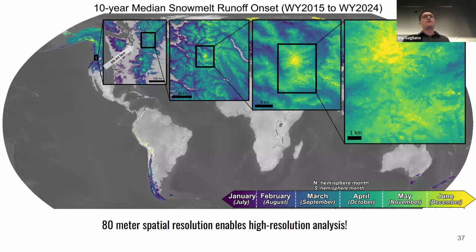But this type of resolution is important for our analyses because we're interested in the different controls of runoff onset timing. And that's something that's really hard to do when you have very, very coarse data and you can't look at specific small watersheds, for example.